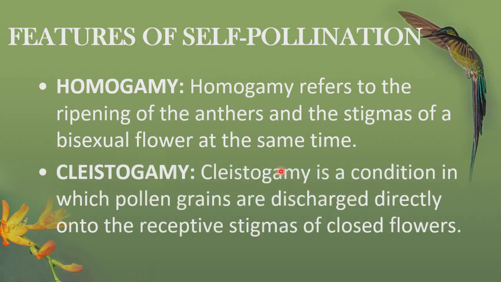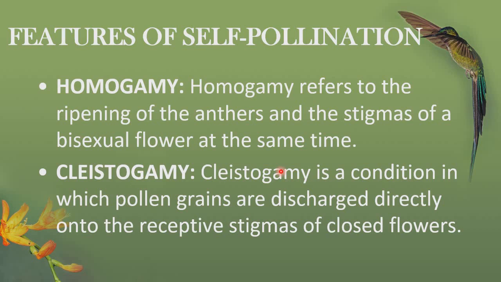Cleistogamy is a condition in which pollen grains are discharged directly onto the receptive stigma of closed flowers. The pollen grains are discharged onto the receptive stigma of closed flowers.